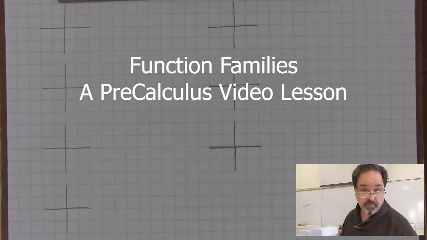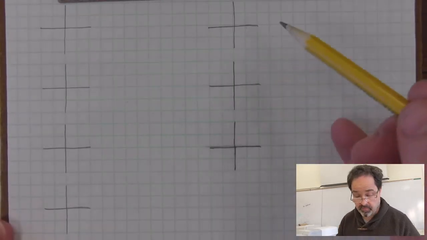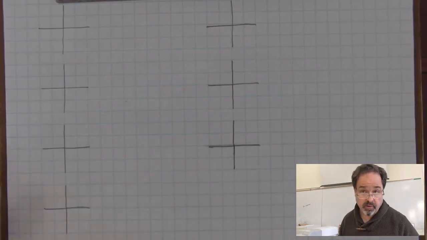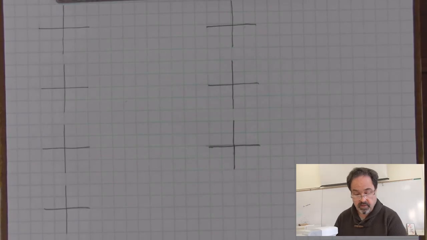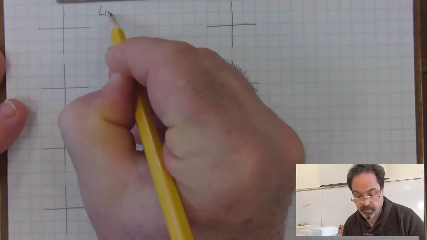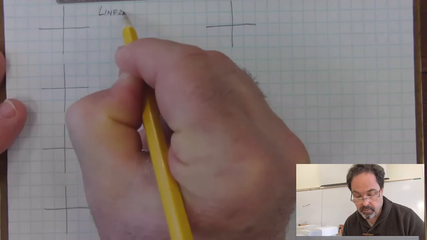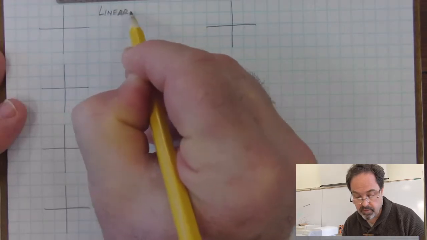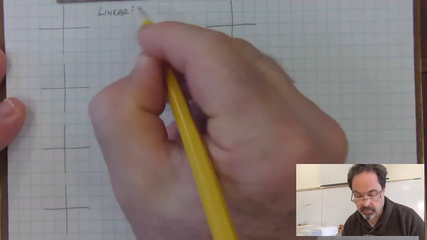VLSos here. This is a video lesson on function families. I've prepared 7 graphs. I'm going to talk about 7 different kinds of equations. The first we call linear equations. And the graph of a linear equation we call a line.